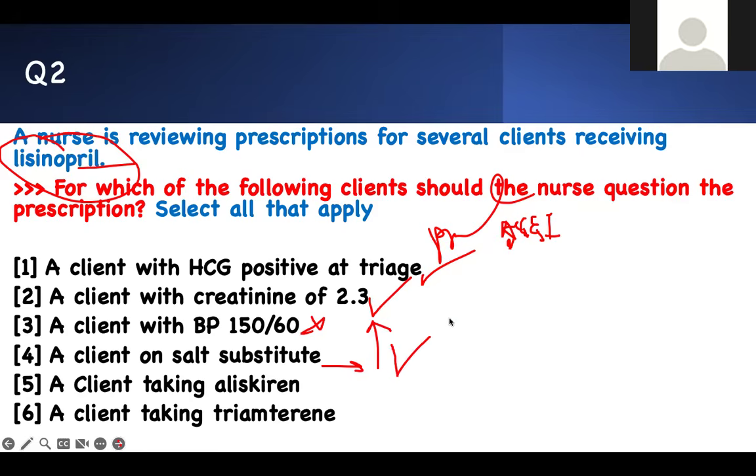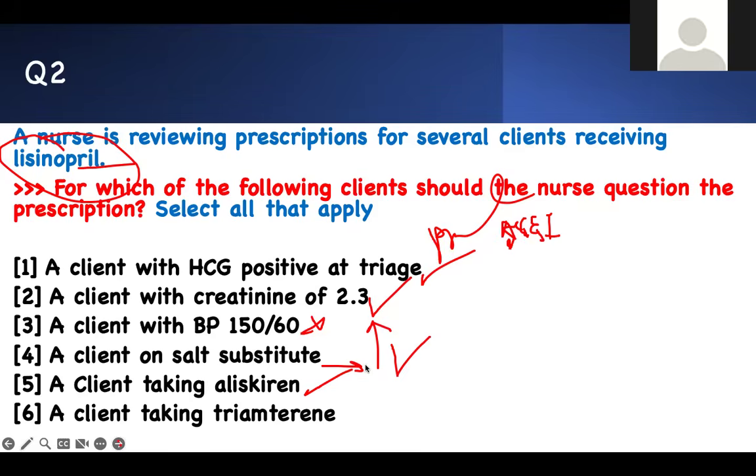We should question it. A client on what? Aliskiren. Aliskiren are renin inhibitors. They are the beginning of the renin-angiotensin system. You don't have to worry about the details, but know that they block renin before it even leads to a decrease in angiotensin 1. Therefore, in the process, they will decrease aldosterone, which is responsible for what? Your sodium. Since they are blocking all these pathways, they can lead to what? Hyperkalemia. Therefore, you should not take it.